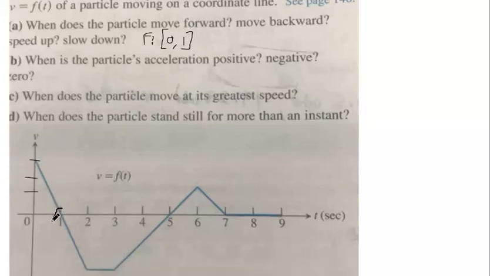Now it's moving backwards here because these are all negative y values. Remember, the y values are velocity values, so negative velocity means you're backing up. Positive y values over here, so that's positive velocity. So between 5 and 7, this thing is moving forward. So I'll put a union, 5 and 7. That's where it's moving forward. Okay, I guess that's it for moving forward.